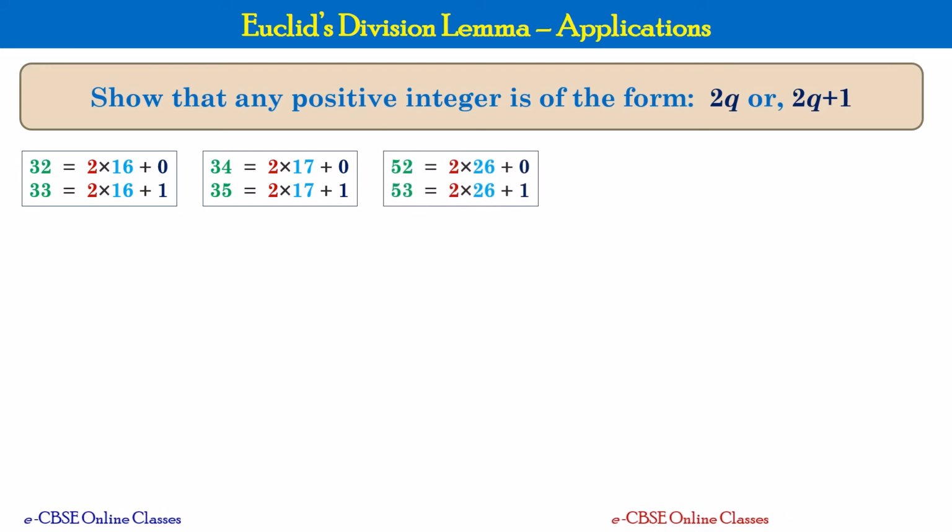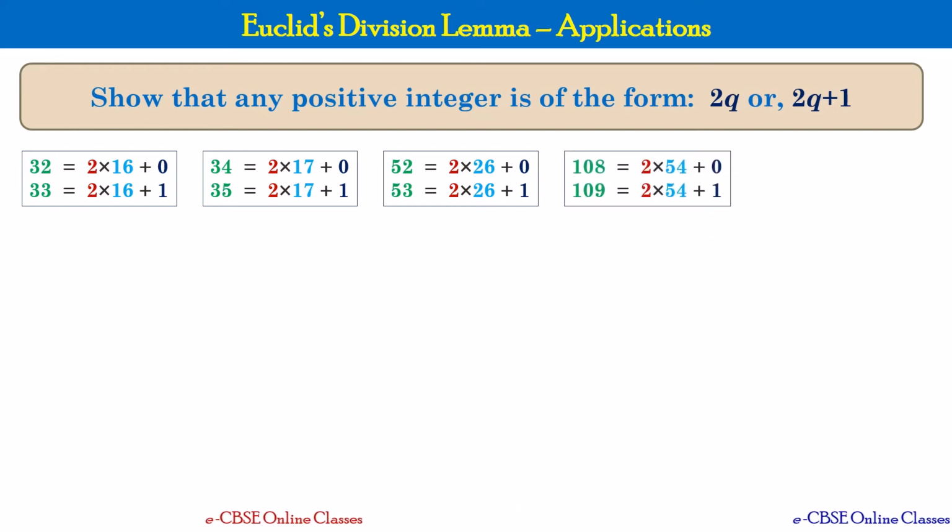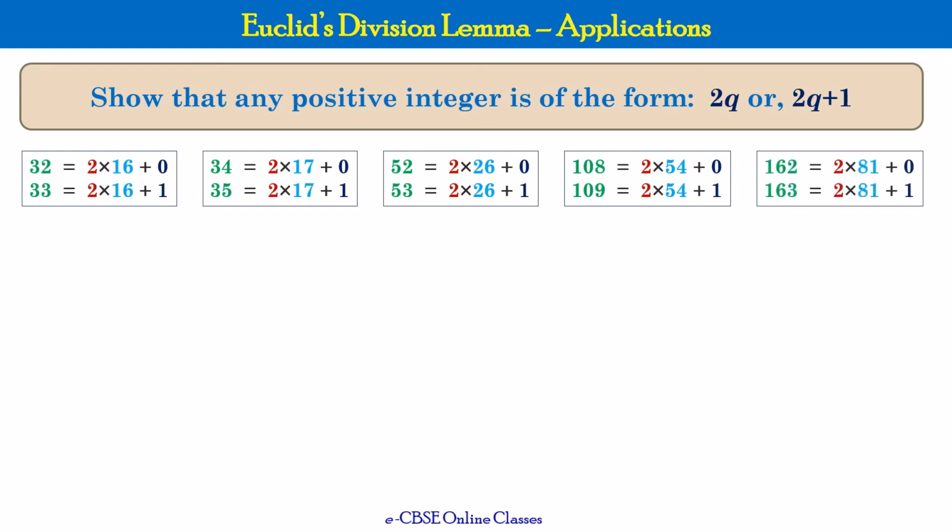Another two consecutive numbers. 52 is equal to 2 times 26 plus 0. 53 is equal to 2 times 26 plus 1. Similarly, 108 is equal to 2 times 54 plus 0. 109 is equal to 2 times 54 plus 1. Another consecutive numbers. 162 is equal to 2 times 81 plus 0. 163 is equal to 2 times 81 plus 1.